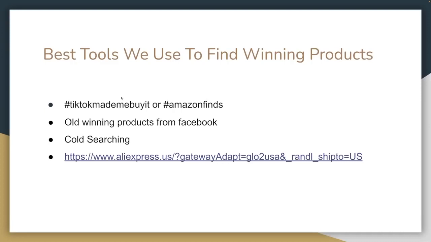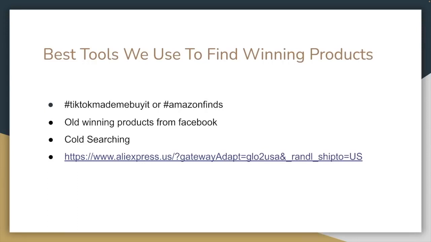All right, so now some of the best tools that we like to use to find winning products include simply searching up TikTok Made Me Buy It. I've mentioned this a few times, but I promise you guys, if you stick around on TikTok Made Me Buy It, spend a few hours on it, you will find a product that is suitable. You will find a product that meets all the criteria that I just mentioned. So it's very important. Whenever you're searching for products, you're just going to have to spend a few hours on TikTok. You have to. There's no other way around it.